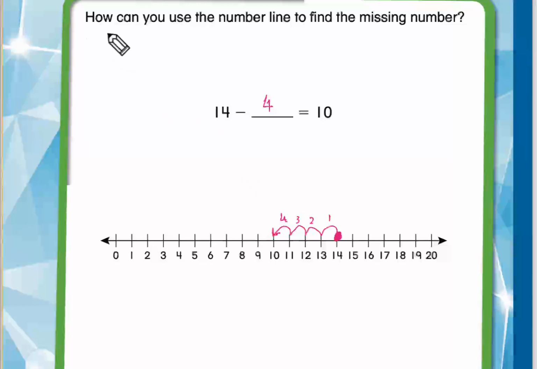Okay, and the question here is asking us, how can you use the number line to find the missing number? So, to answer this, we can write that we start at 14, then count back to 10. Okay, so go ahead, my heroes, write the answer.